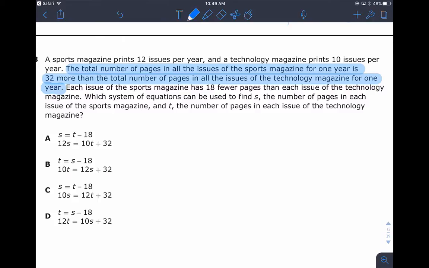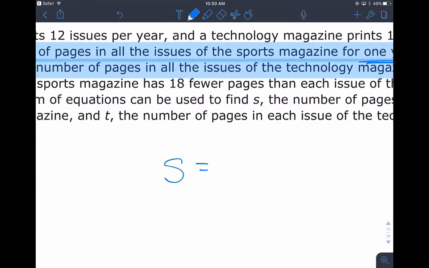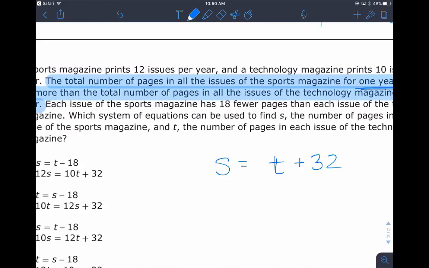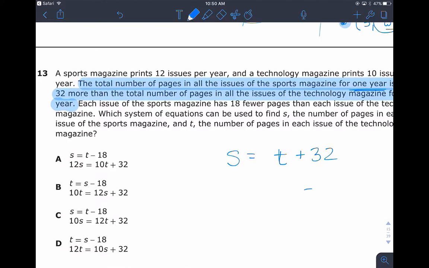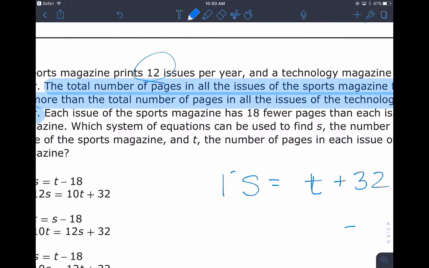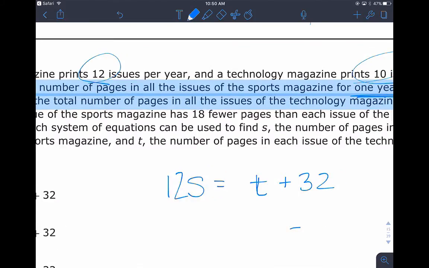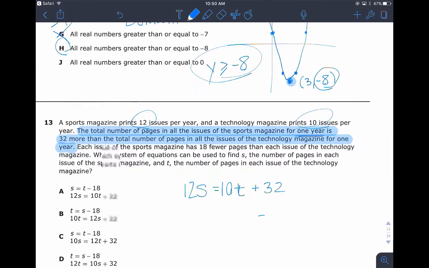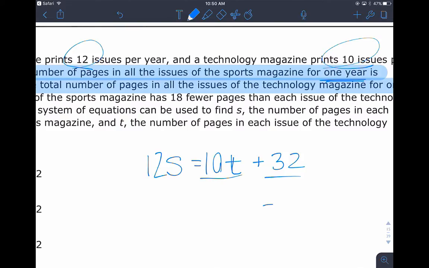The key thing we need to look at here is they say this is going on in 1 year. When we were working this out earlier, we were saying, what is there more of? There's more of the sports magazine. So we said sports equals the technology magazines, and then plus 32. But we've got to think this is over the entire year. So you've got 12 issues per year and 10 issues per year for your corresponding magazines, so we actually need to attach those values. 12 issues per year for the sports magazine, so I need to attach that value to the sports magazine, and then 10 issues per year for the technology magazine. Over the entire year, there's 32 more of the sports magazines. So we take technology magazines over the entire year, add 32 to it, and that gets you one of your equations.